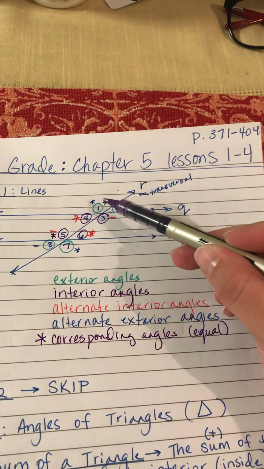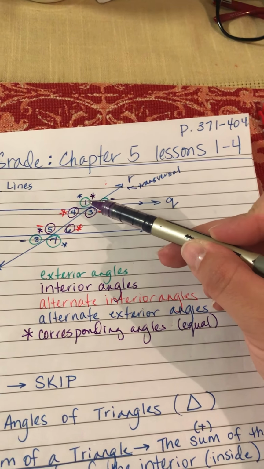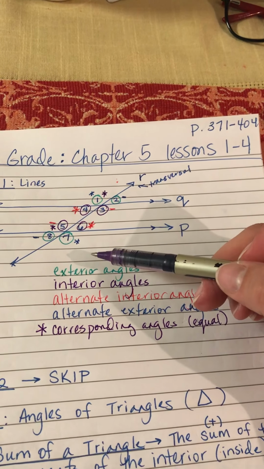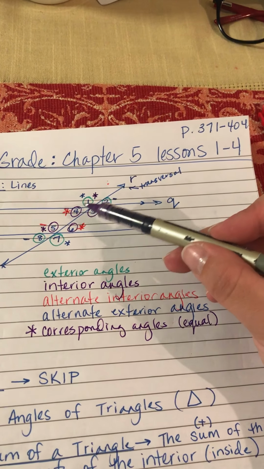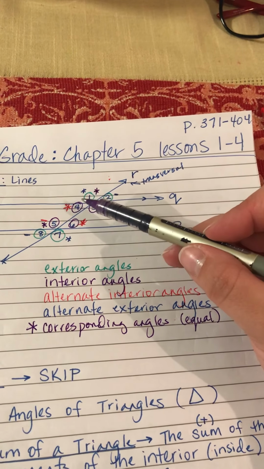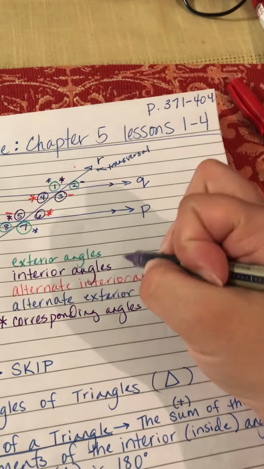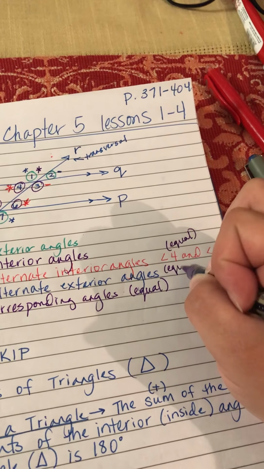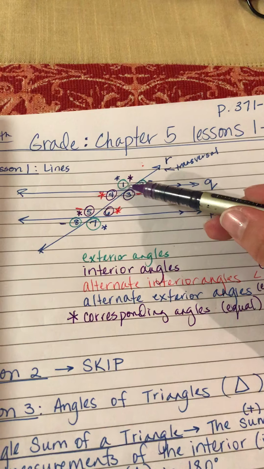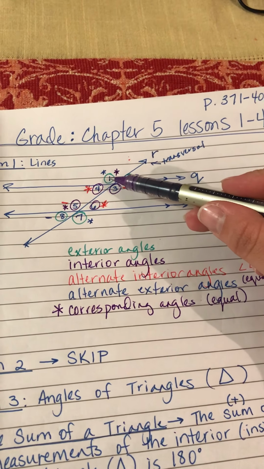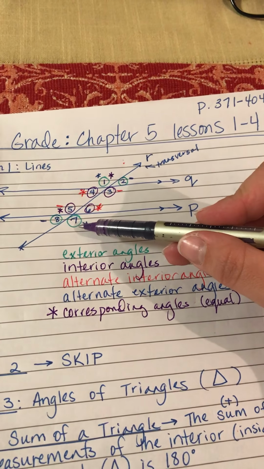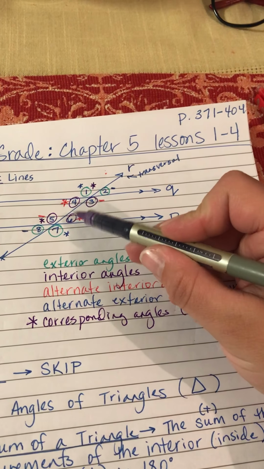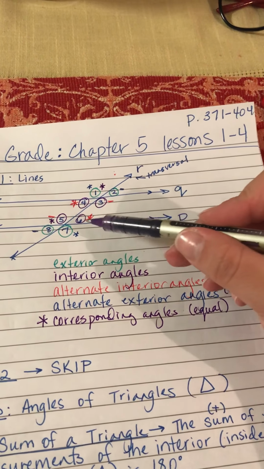Okay, so when you have corresponding angles, they are equal. So if angle 1 is 140 degrees, then angle 5 will also be 140 degrees. Also, the alternate exterior and alternate interior angles are equal. So if I know that angle 1 is, like I said, 140, then I also know that angle 7 is 140. So these two would be the same. They're alternate exterior.